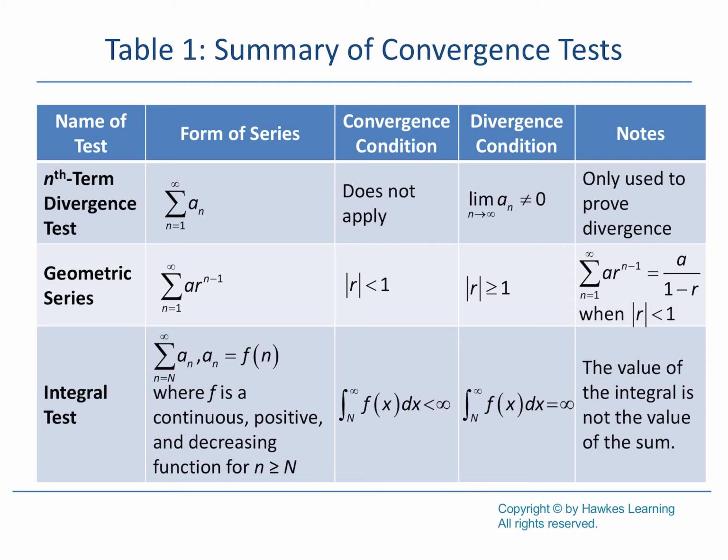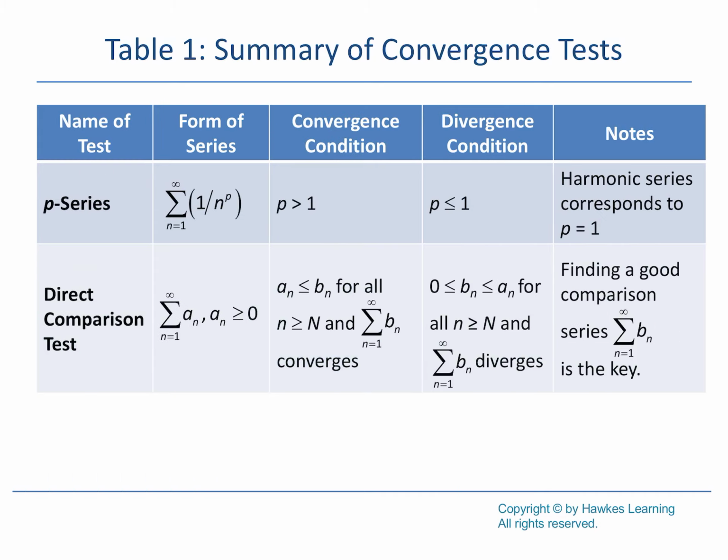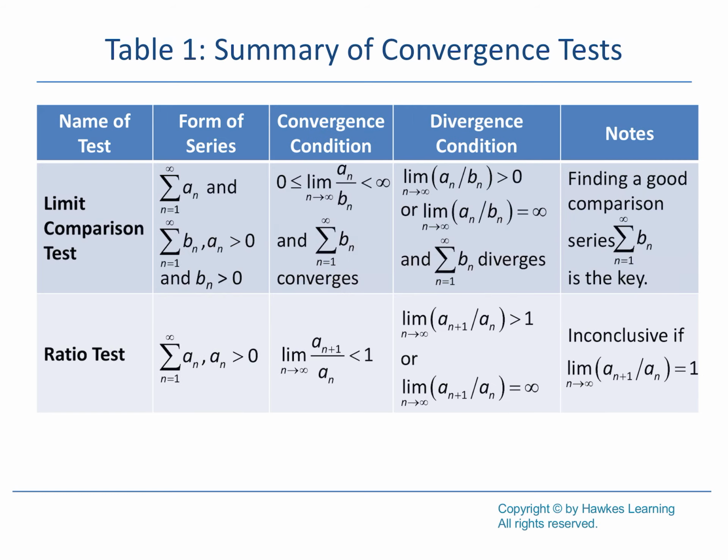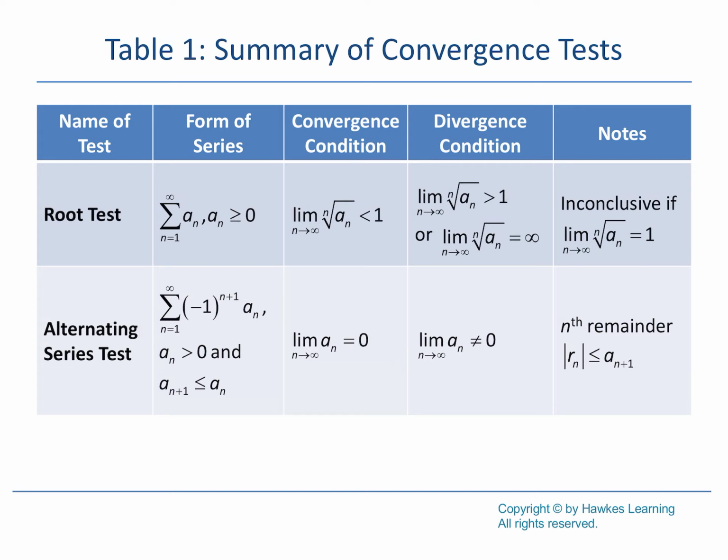Do remember that on page 821, this summary of convergence tests exists. We've already talked about all of these. We've talked about p-series and direct comparison. We've talked about limit comparison and ratio. We've talked about root. Today, we've talked about the alternating series. And is that really the last? I think that's the last actual series test.